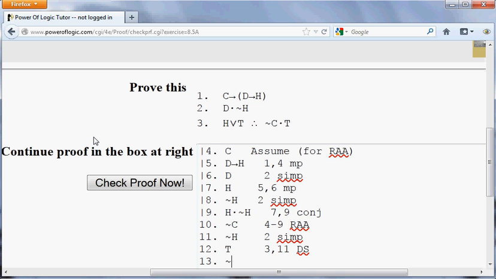So now I'm pretty close to finishing this proof. Not C is something that I can use because I proved that on line 10, and T is something that I can use because I proved that. So that's a 10 comma 12 conjunction. Here's a proof where we used RAA, but we didn't use it on the main conclusion of the argument. We just used it to prove part of what we wanted to prove, and that's perfectly legitimate.